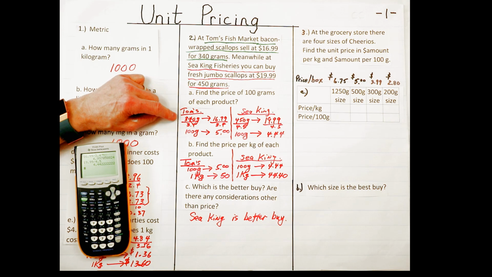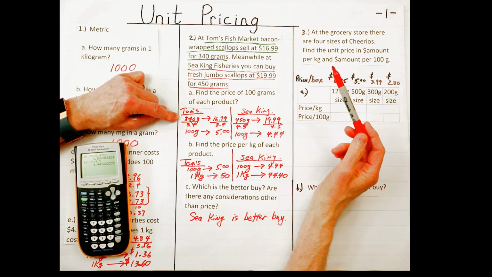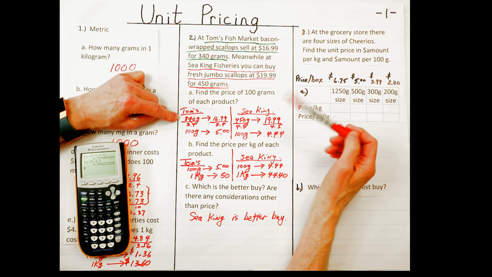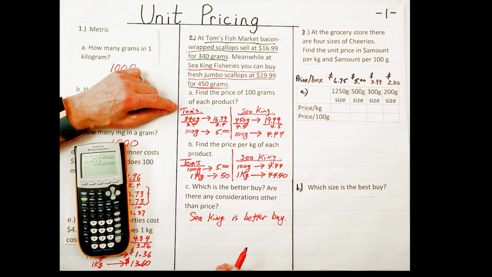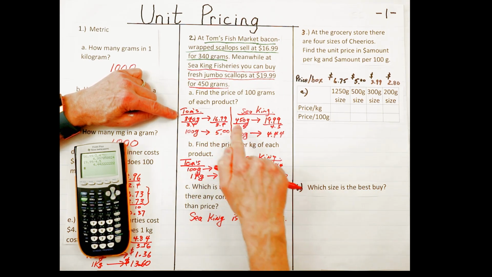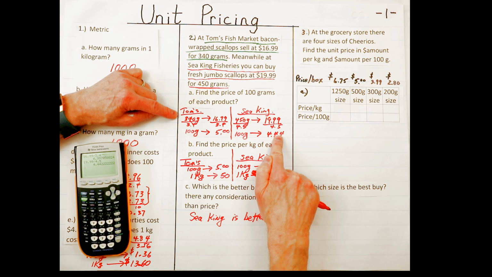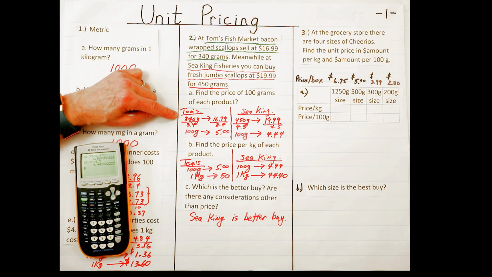But you have to remember that Tom's scallops are bacon wrapped. Sea King Fisheries, they have jumbo scallops. Some people like large scallops, so you may want to take that into consideration. Maybe you've had good experience with Tom's, even though they might be a little bit more expensive, and you've had bad experience with Sea King. Maybe it's the other way around.